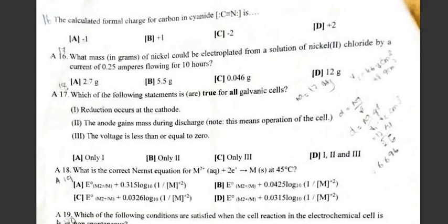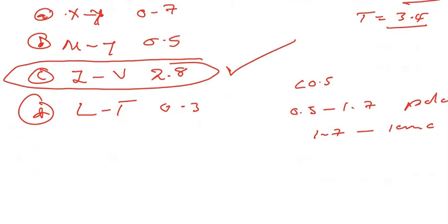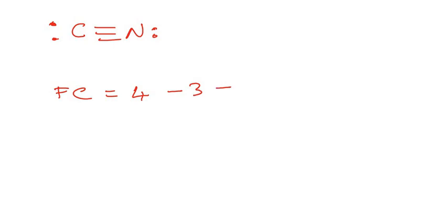Question A16. The calculated formal charge of carbon in cyanide is... So carbon in cyanide, the whole complex ion, just looks like this. This is your cyanide ion, a complex ion. We're looking for the formal charge of carbon. The formal charge of carbon will be the valence electrons before it bonds, minus the bonds and the lone electrons. There are 2 lone electrons, so this is just going to give us a -1. So that's our A16.